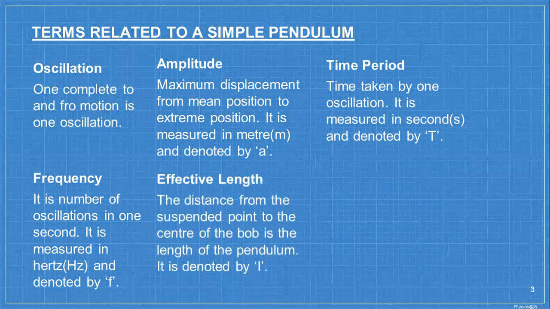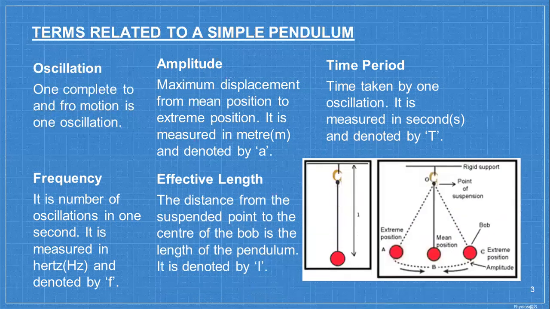Effective length: the distance from the suspended point to the center of the bob is the length of the pendulum. The diagram here shows the length of the pendulum, the mean position, the extreme position, the amplitude, point of suspension, and the rigid support. When we talk about amplitude, as I just mentioned, it is the maximum displacement from mean position to the extreme position. That means, with respect to this figure, the distance traveled from B to C or from B to A.